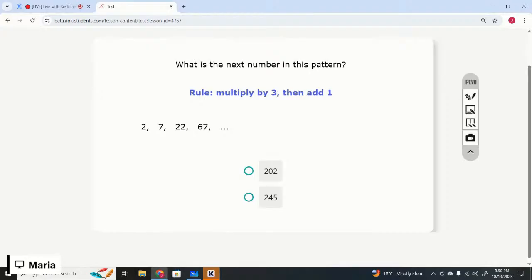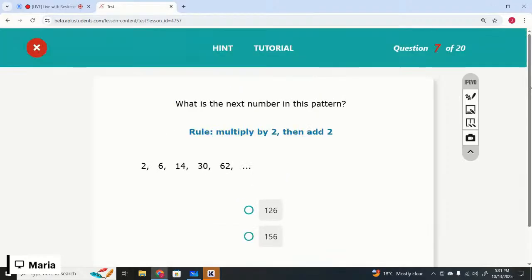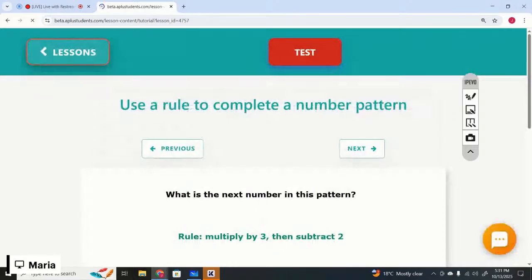Multiply by 3 and then add 1. That is 202. Option number 1 is the correct option. Okay, you can complete the lesson by yourself later today. Let me just move on to next lesson.